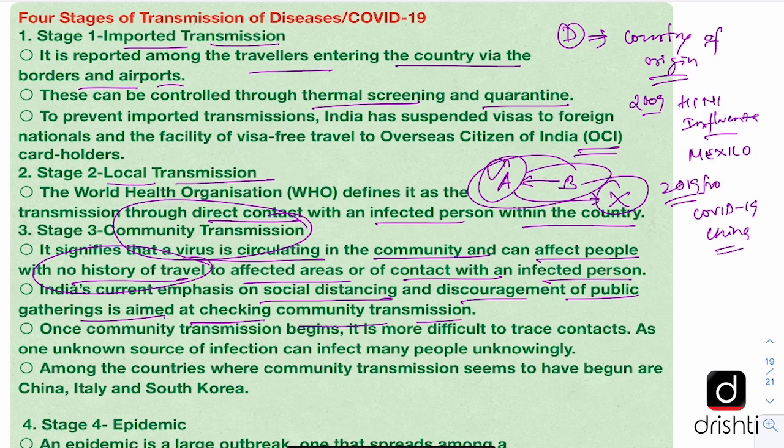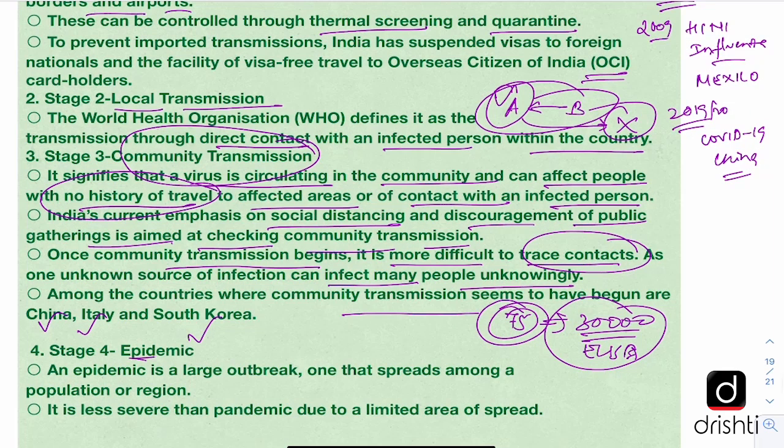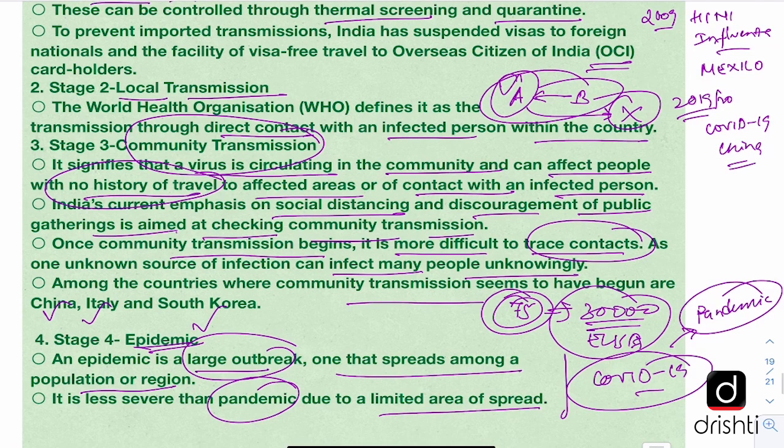Because once community transmission begins, it will be more difficult to trace contacts, as one unknown source of infection can infect many people unknowingly. And the fourth stage is the stage of epidemic, which is a large outbreak, one that spreads among a population or region, and it is less severe than a pandemic due to a limited area of spread. And here one more important thing to note is that when any epidemic advances, community transmission is inevitable and unavoidable. So sooner or later community transmission will take place if the disease is not contained.